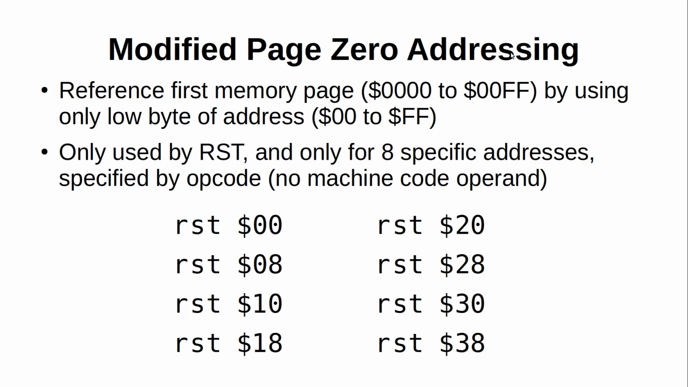Each of the 8 RST instructions have unique single-byte opcodes, so the address is implied by the opcode used, rather than having an arbitrary address in the machine code. This means that these 8 routines can be called with a single byte of machine code, rather than a 3-byte call instruction using the full 16-bit address, which takes 3 times as long to fetch during execution.